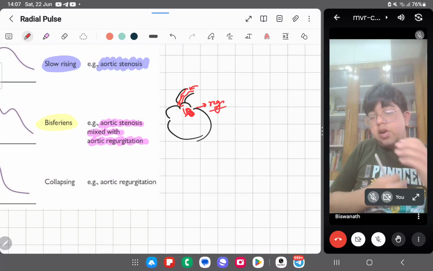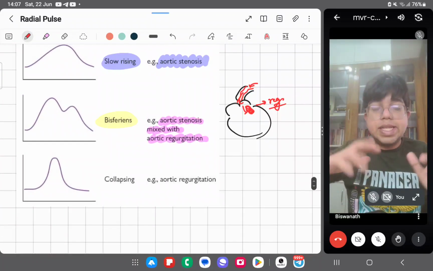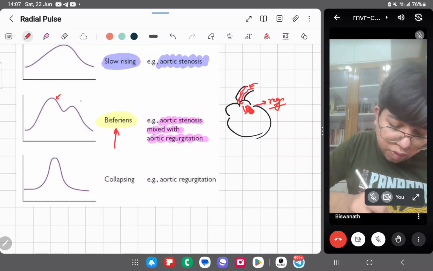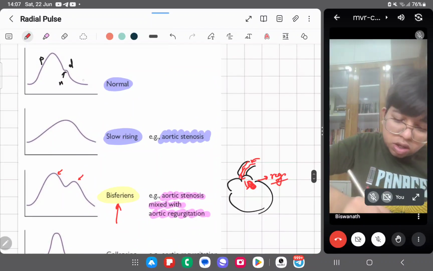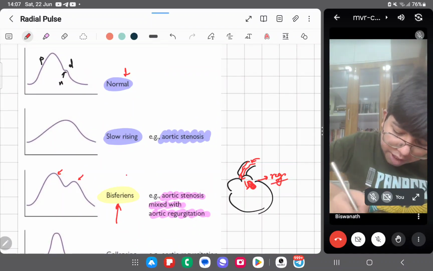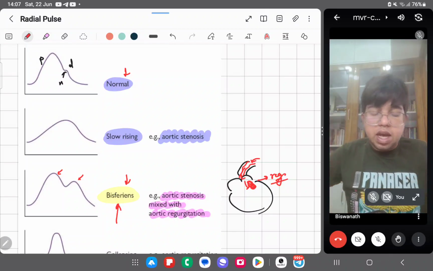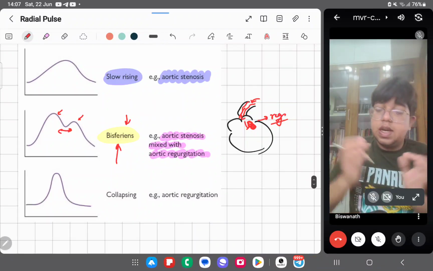So when aortic stenosis and aortic regurgitation mix, it gives a Bisferiens pulse. Two waves are there and there is a prominent slow wave. Don't get confused between normal and Bisferiens pulse. In the normal pulse, you can see the dicrotic wave is very small, the notch is very small. Here the notch will increase in its whole width.